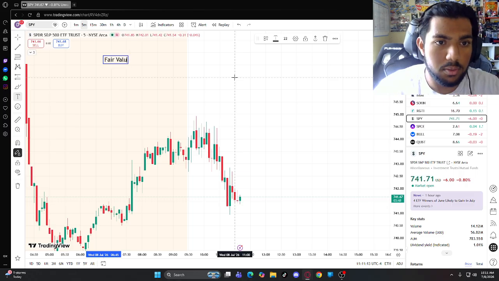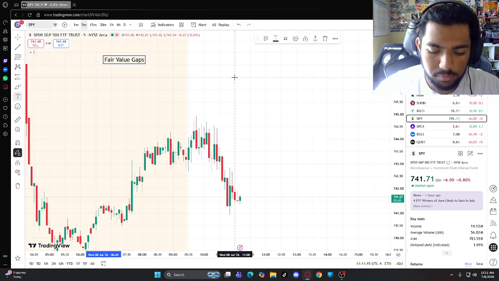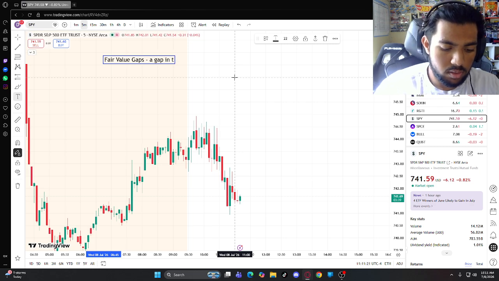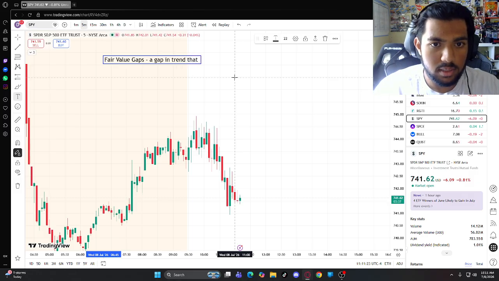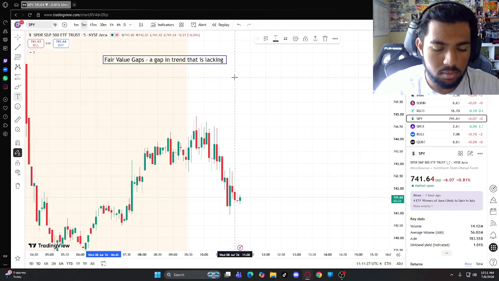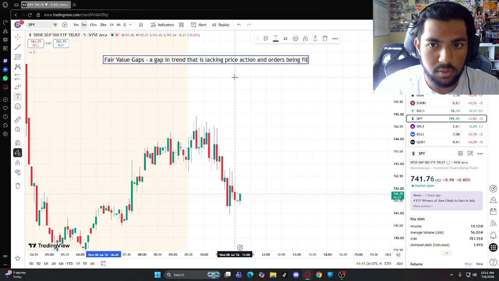Fair value gaps. They are a gap in trend that is lacking price action and orders being filled. So that's what fair value gaps are.